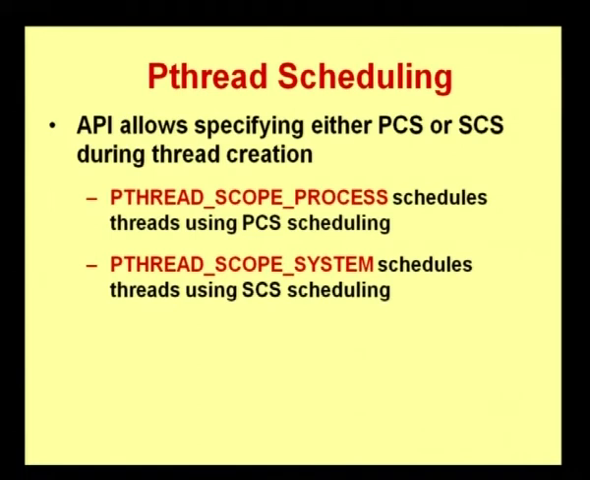Then the next one is pthread scheduling. What is pthread scheduling? Pthread scheduling is used with POSIX thread scheduling, which we use in our Unix operating system. We have seen POSIX threads in our previous session, so we are not giving more explanation on this. So this is one type of scheduling.